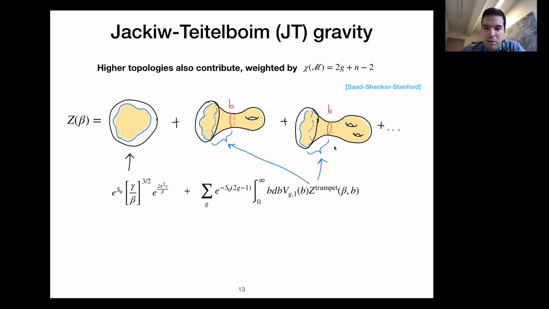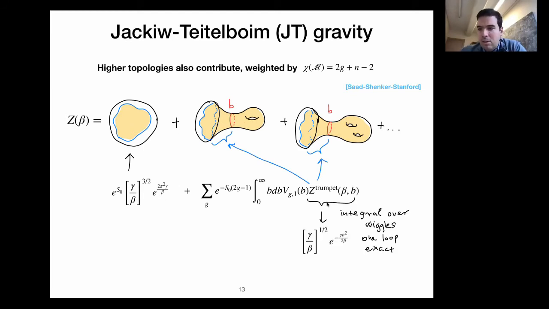So that's this part of the geometry. So here's a geodesic separating it from the other parts of the geometry. And here you also only need to integrate over these wiggles. And in the same way as in the case of the disk, this is a one loop exact integral that gives you a rather simple formula. Now it depends also on this parameter B, which is the size of this neck, this geodesic here.